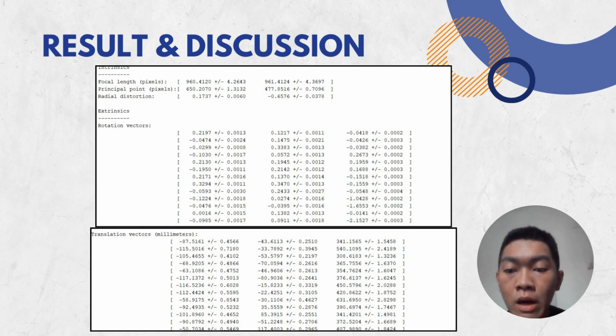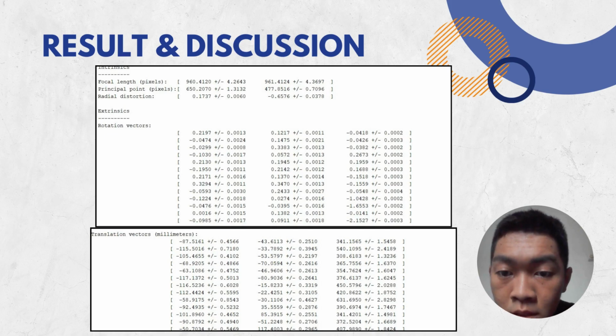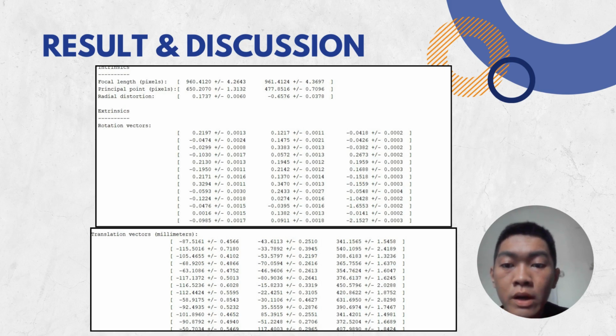Good morning, Doctor. Now I will present the part of results and discussion to you, Doctor. So, for this assignment, for the data of intrinsics, we will get the result of focal length in pixels and principal point in pixels, and also radial distortion. So for extrinsics, we can see that there are rotation vectors, and also translation vectors, which are in millimeters.